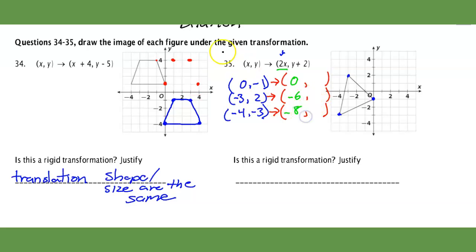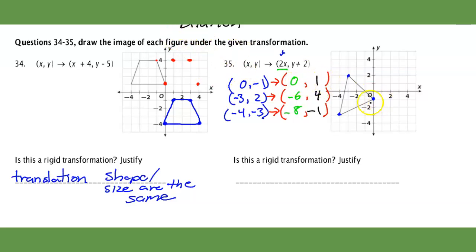Okay. I'm going to add 2 to the y. So negative 1 plus 2 will give me 1. 2 plus 2 will give me 4. And negative 3 plus 2 will be negative 1. All right, looks like these numbers are a little large here, so we might have difficulty plotting this.